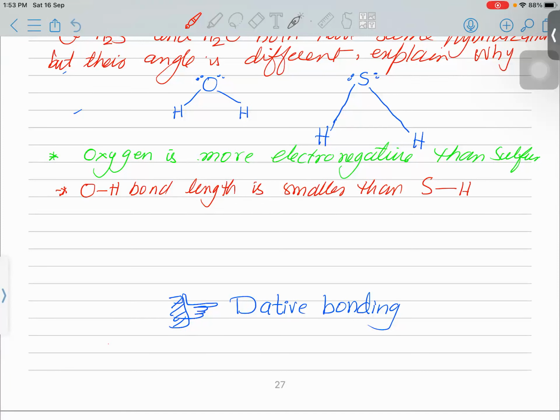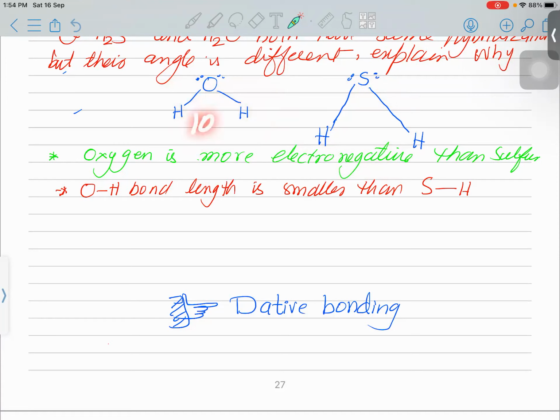So which one has more repulsion between bond pairs, H2O or H2S? H2O has more repulsion. Here you have OH, here you have OH. Both are smaller, so they come closer. These two are longer, they become far apart. So if the OH bond length is smaller, then it has more repulsion.